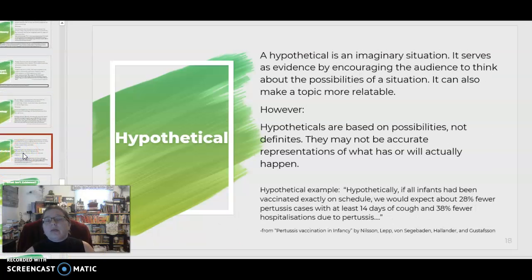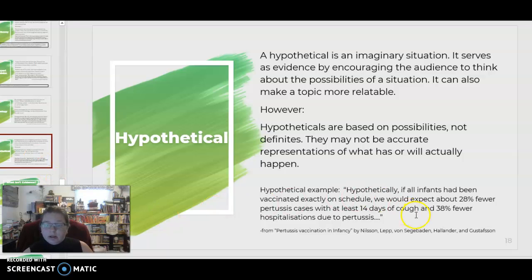A hypothetical is when we are presenting a case that's imaginary or that takes a current situation and runs it out into the future to see what its implications are. It definitely can help to make a situation more relatable, but it's important to remember that hypotheticals are not real situations. They are based on possibilities, and there's always some uncertainty with an outcome. So not all hypotheticals are guaranteed.